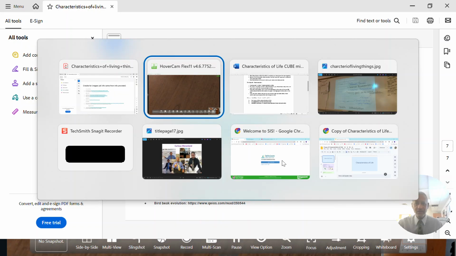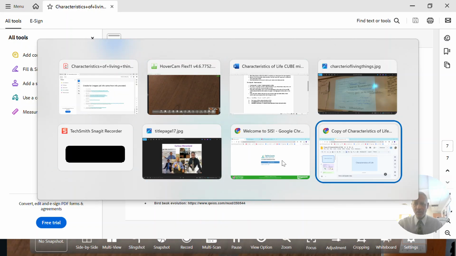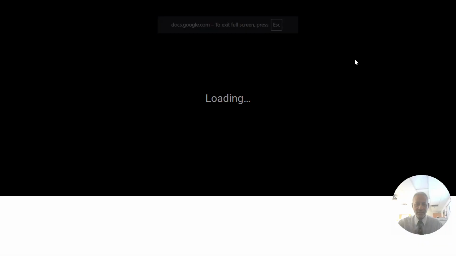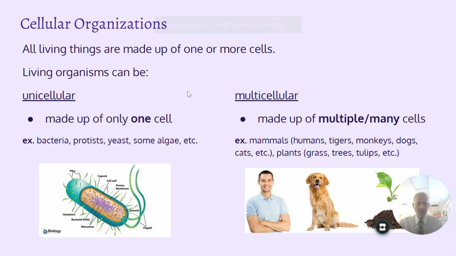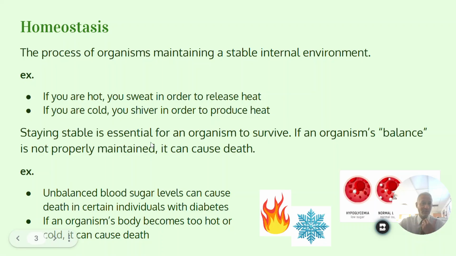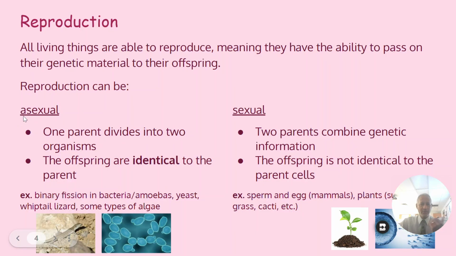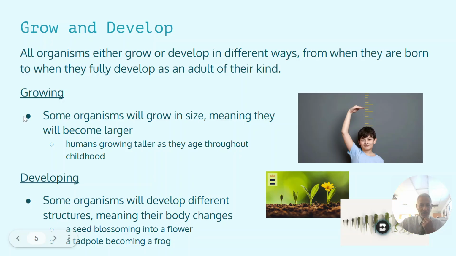Now, one of the things that I also required the students to show their sources, but so here's another digital one. I like this one. I like to select all of them. They all did a really good job. So unicellular versus multicellular, homeostasis, internal balance, reproduction, sexual and asexual reproduction, growth and development.